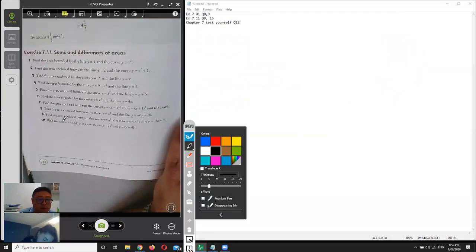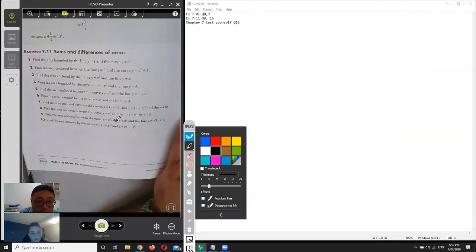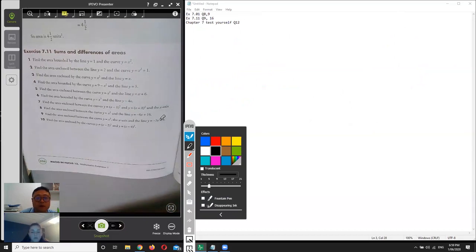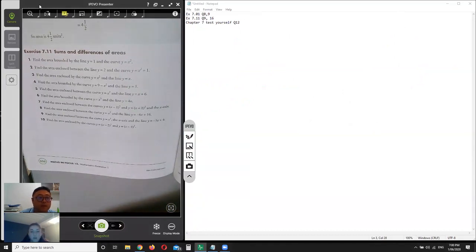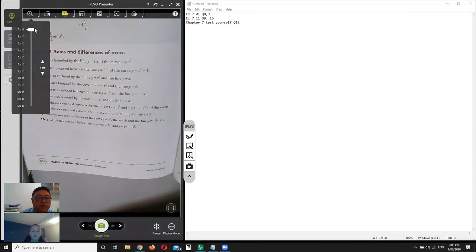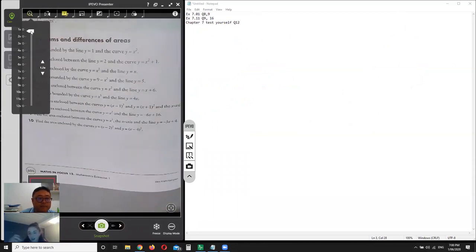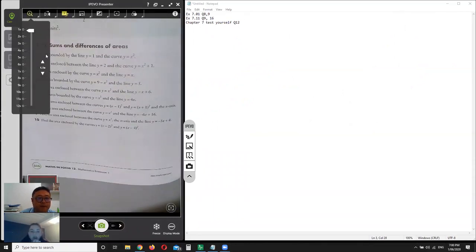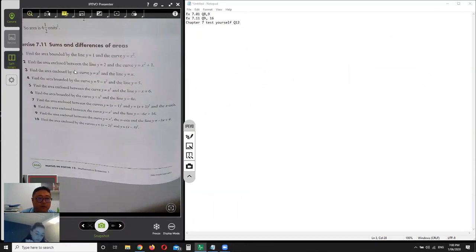711, question 9. Find the area enclosed between the curve y equals x cubed and the x-axis and the line y equals minus 3x plus 4. Now, what would be your first step when doing this question? I would draw them up and then see which one's higher. Yeah, that's right. So you draw it, right?